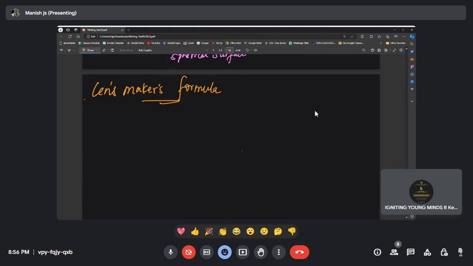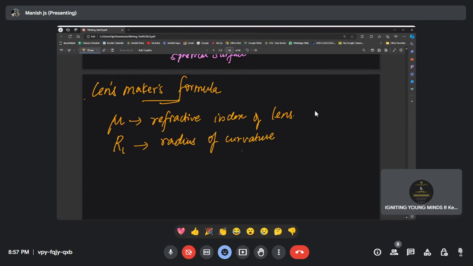So, lens maker's formula. Based on the refractive index of the material of the lens, if mu is the refractive index of the material of the lens, and R1 is the radius of curvature of the surface facing the object, wherein R2 is the other surface.